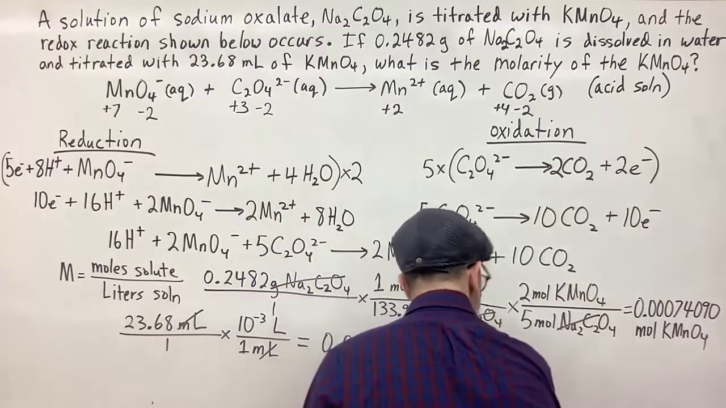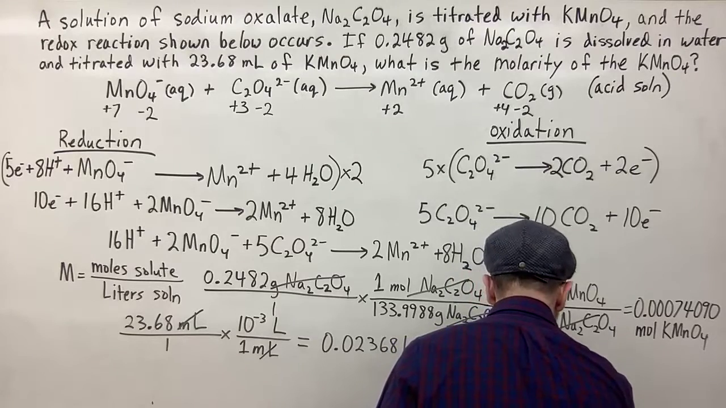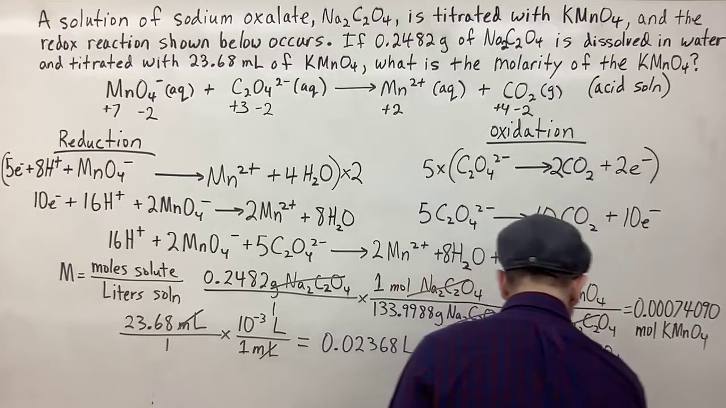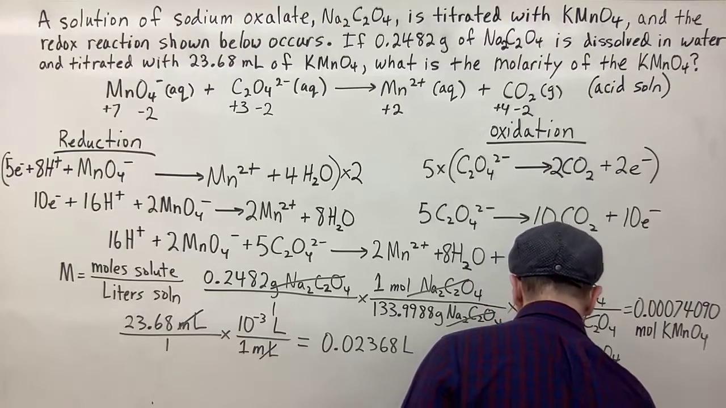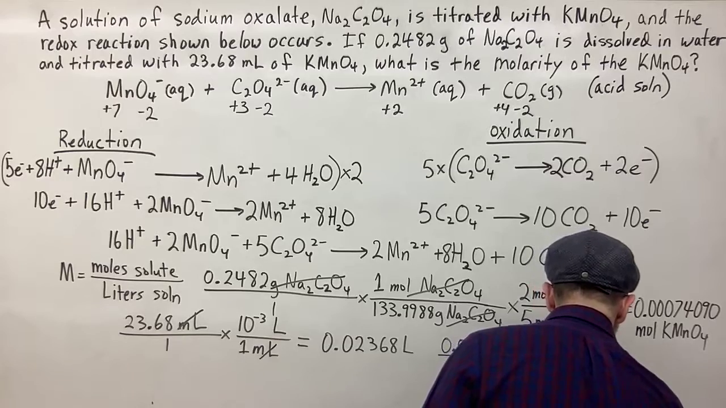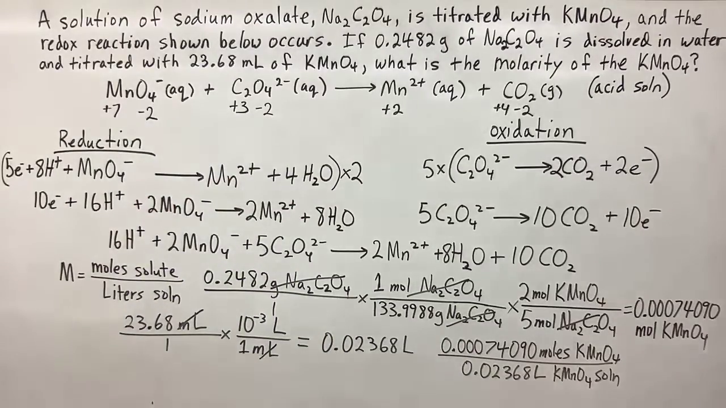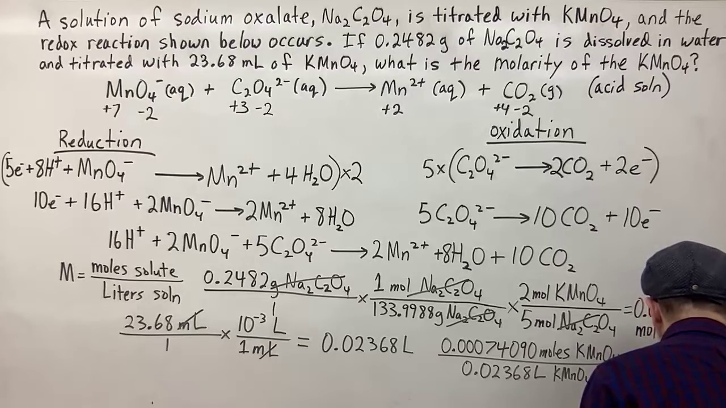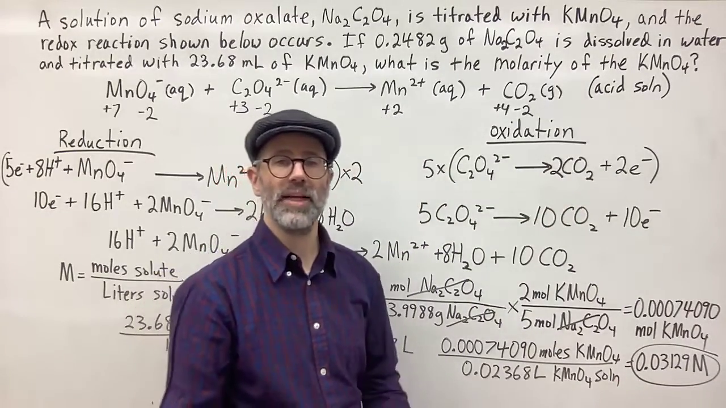So now all I need to do is take the moles, divide it by the liters, and I get my molarity. So 0.0007409 moles of the KMnO4 over the liters of the KMnO4 solution, which is 0.02368 liters. So I just divide that, and when I divide that, I get 0.03129. So 0.03129 molar. And so that, ladies and gentlemen, is the molarity of the KMnO4 solution.